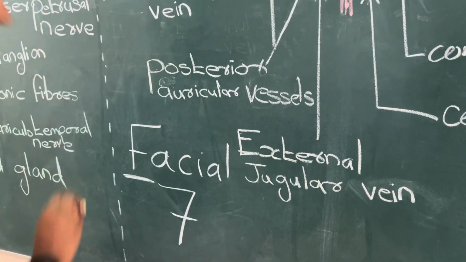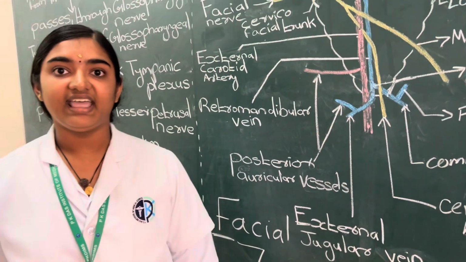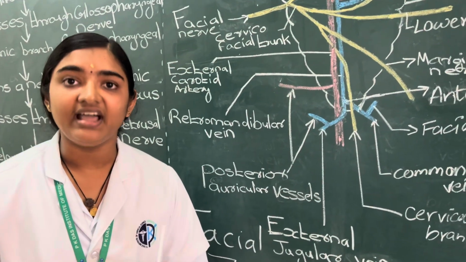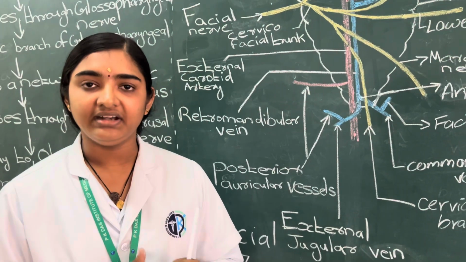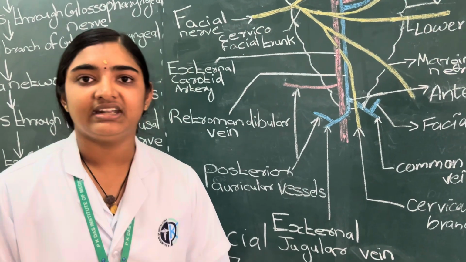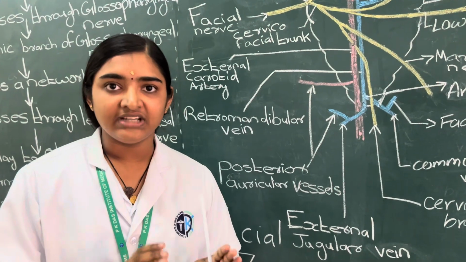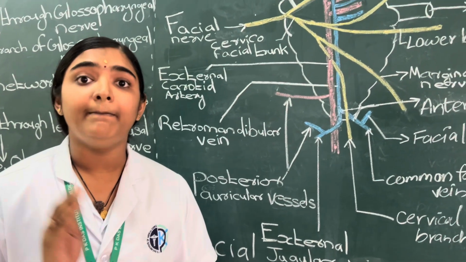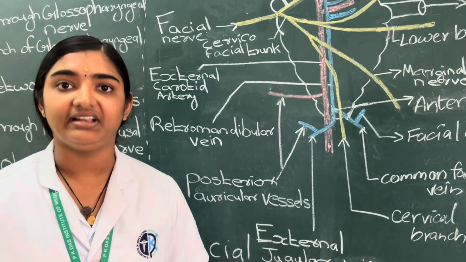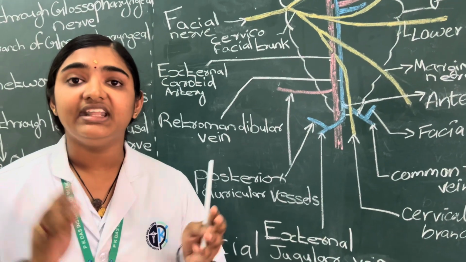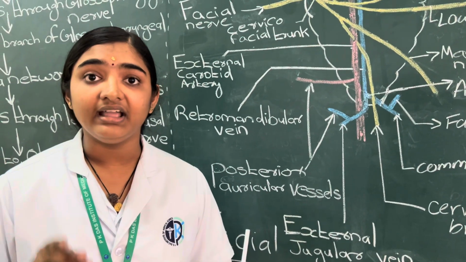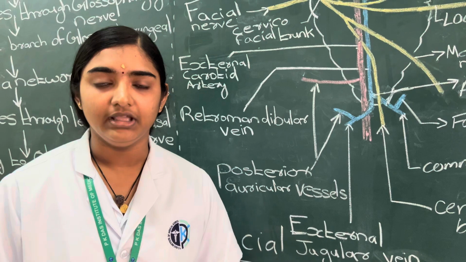That is the 7. Then the second important structure, that is the retromandibular vein. Then the third one, the external carotid artery. First of all, the facial nerve and its branches. It enters the parotid gland through the posteromedial surface and it divides into two trunks behind the neck of the mandible.